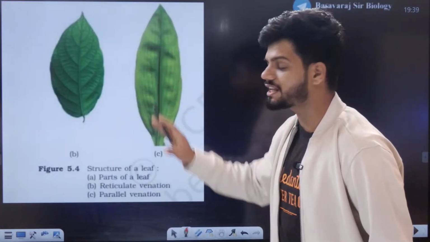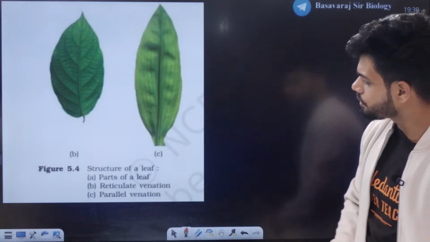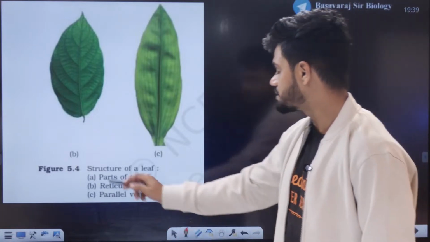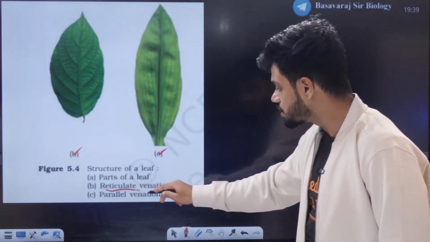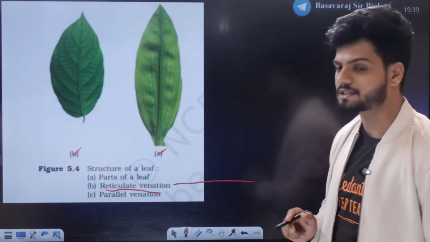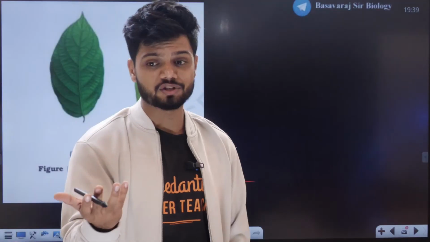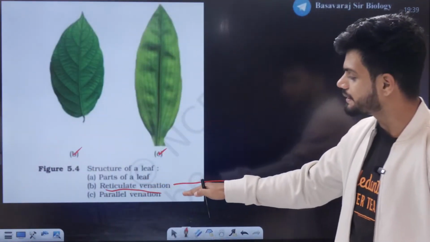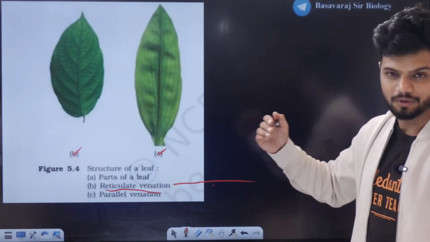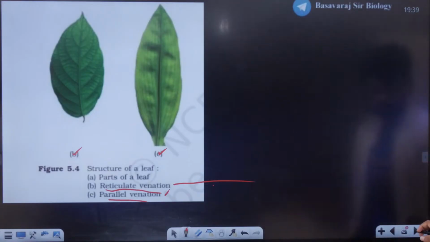Now. Very simple diagram, very easy. Venation is basically the arrangement of veins and veinlets. Here we have two types. The first one is reticulate venation, and the other is parallel venation. Reticulate venation is found in dash plants. Is it found in the case of monocot or dicot? Quickly answer in the chat. Reticulate venation is found in the case of dicot. Parallel venation in the case of monocot.